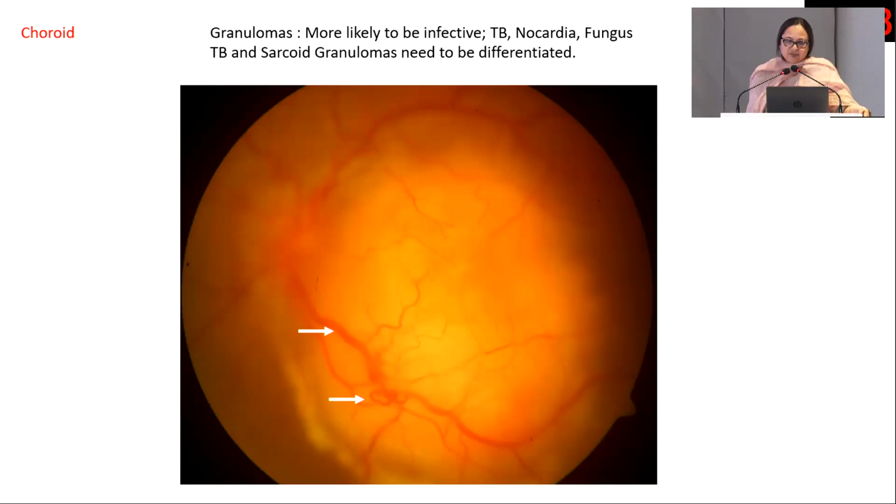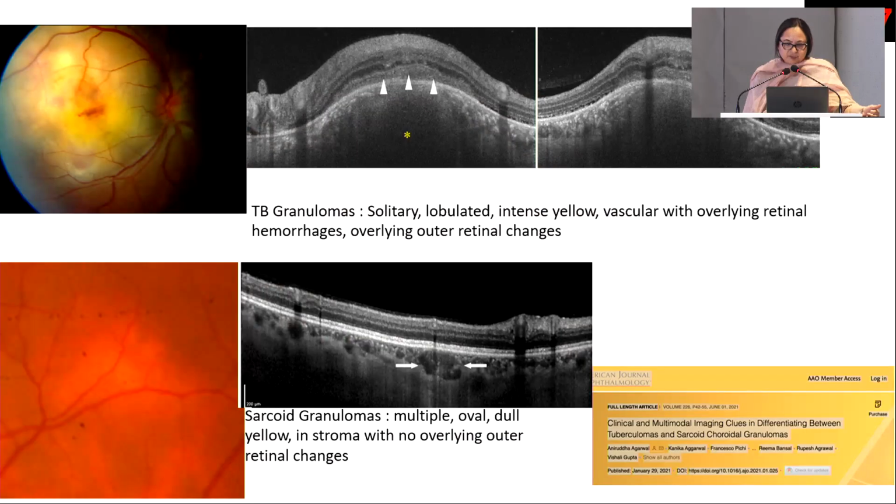Moving on to the choroid, you look at the granulomas all the time. If you have a granuloma which is large, which is single, which is yellow, and which has blood vessels running over it, think of TB. TB is VEGF driven, so the granulomas tend to have some retinal hemorrhages, RAP, or other new vascularization on top of them. Sarcoid granulomas are very different, and they can be distinguished on imaging.